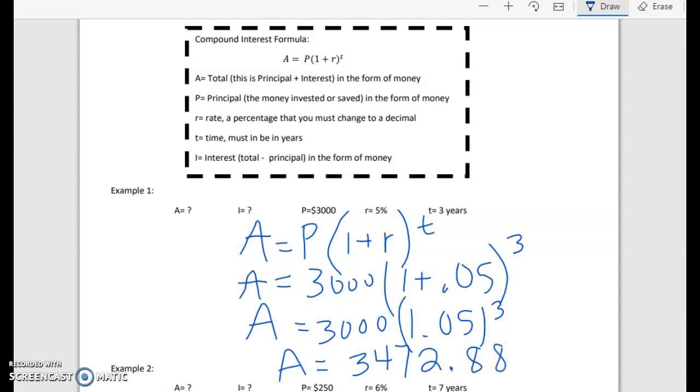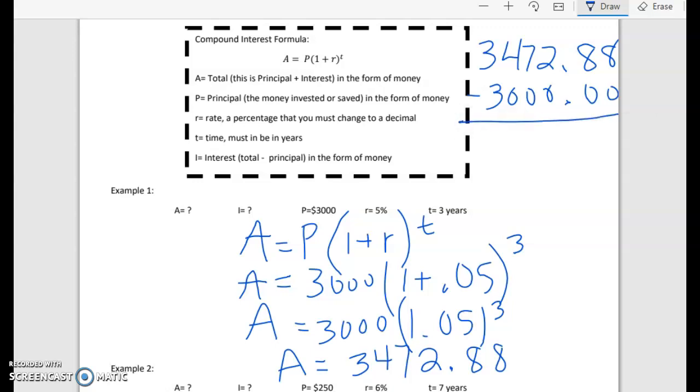So there's my A. Now to find my interest, remember I'm going to take my A, so that 3,472.88, and I'm going to subtract out that 3,000. So what I'm doing is that's the total that would be in my account if this was a savings account after it earned its interest and sat there. But I'd put 3,000 of it in. So I can subtract these to find out my interest. Sorry, decimals are so hard. And it earned that much interest, or I borrowed that much interest.